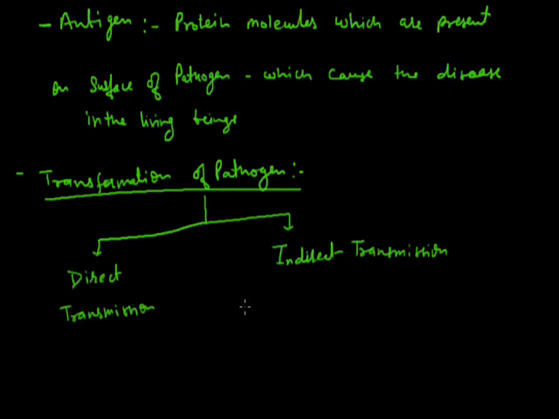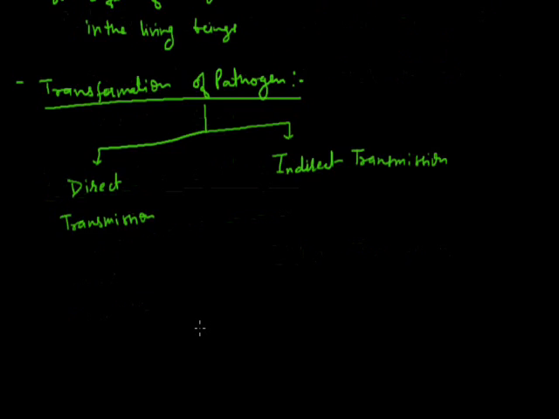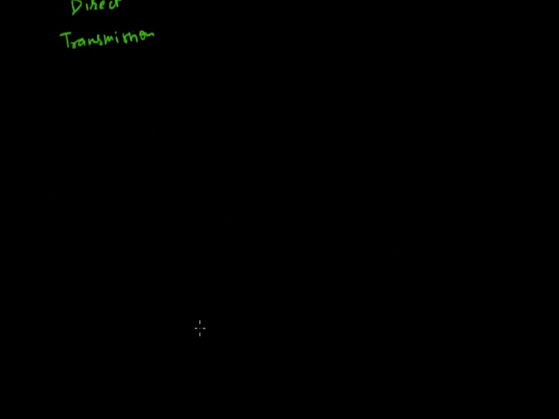Direct transmission means pathogens directly transfer from a diseased person to a healthy person. Indirect transmission means the pathogens are not directly transmitted. They use indirect ways such as vectors and other things for the transmission of diseases. So first of all we discuss direct transmission. Direct transmission means pathogens are transferred directly through direct contact.